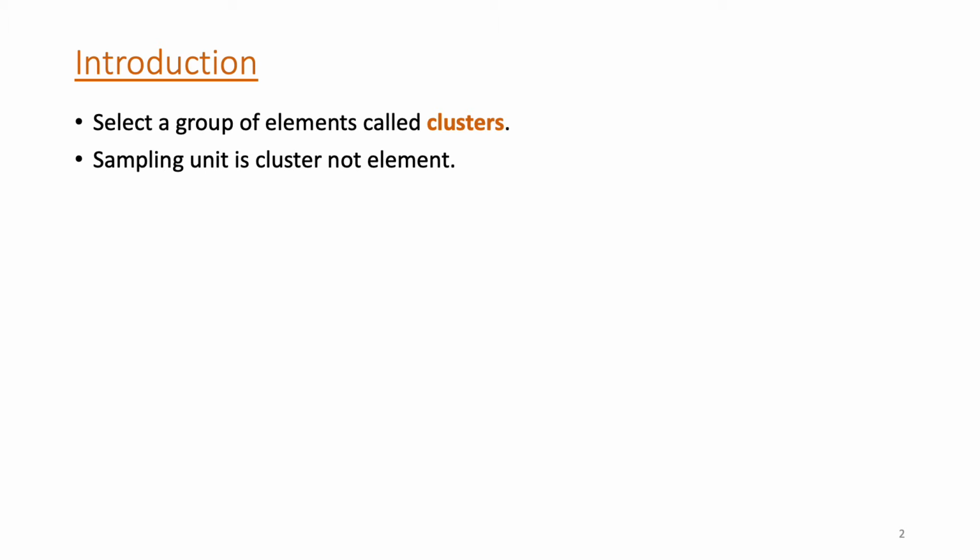Let us start with an introduction. So, in cluster sampling, what we do is we divide the population into groups called clusters, and so the sampling unit is no more the element or population unit, but it is the cluster. Let us understand this with an example.